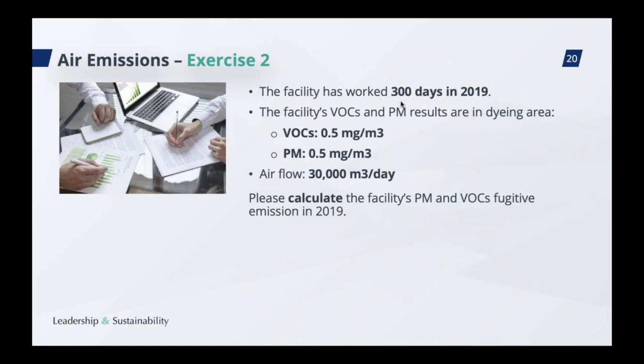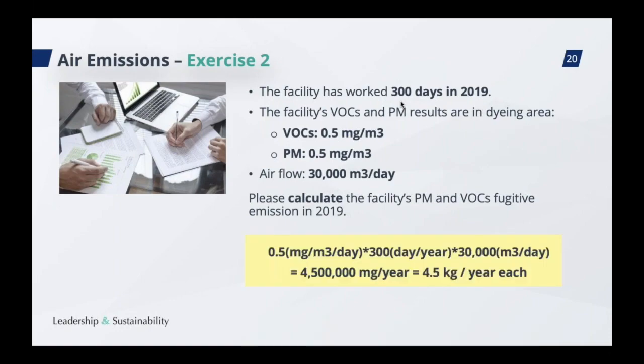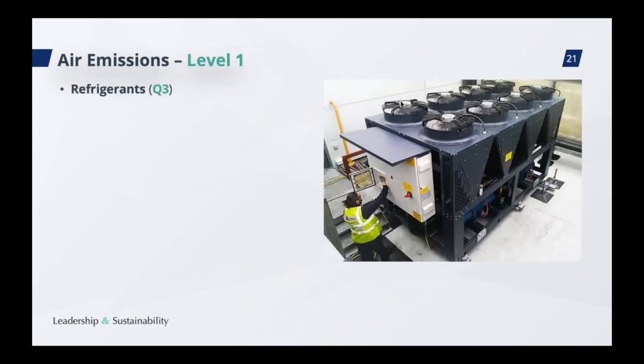So all you need to do is multiply 0.5 with 300 with 30,000, and the result is 4.5 million milligram, which equals 4.5 kilogram per year. And one question covers refrigerants and asks if any refrigerant has been refilled.